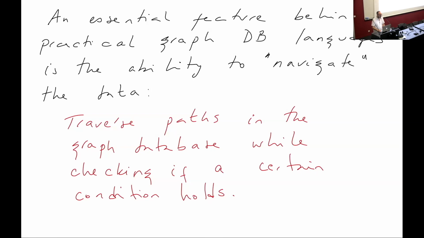So what do you want to do? You want to traverse paths in the graph database while checking if a certain condition holds. How much this is used in practice? This is something that is worth studying, and Wim has done it. But at least some level of recursiveness is used by people in practice, and that's the reason why these languages include these features.